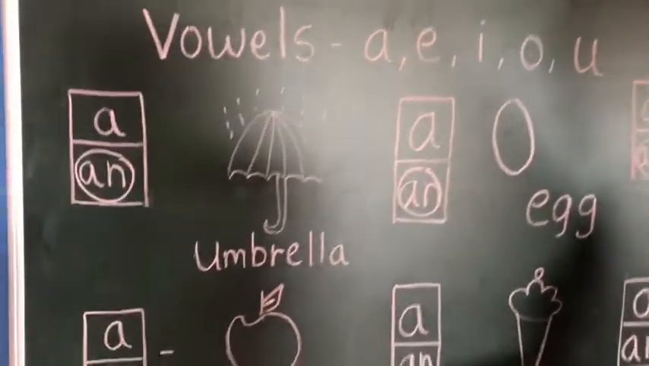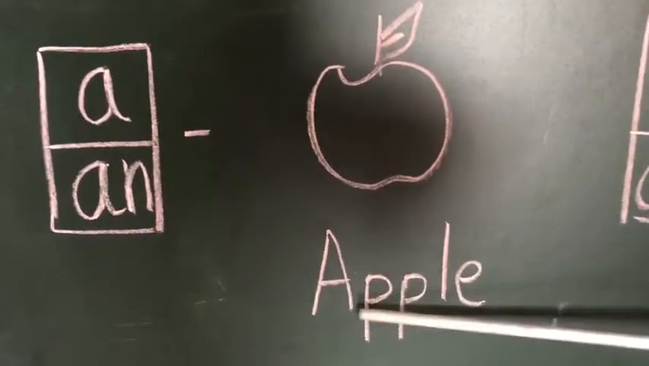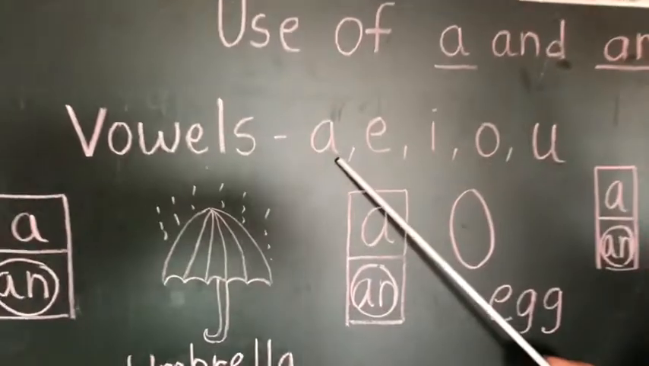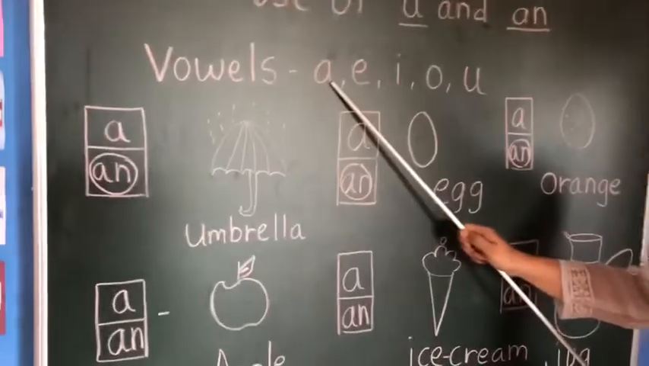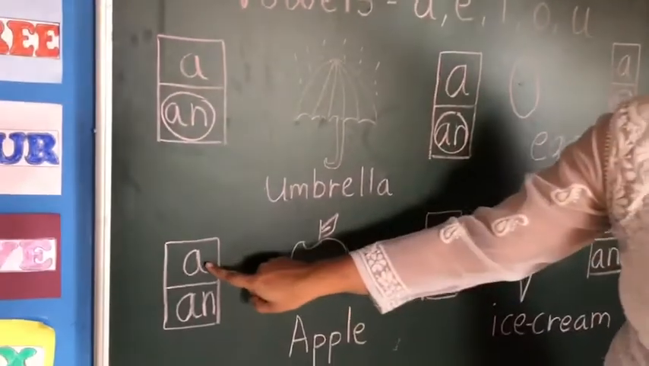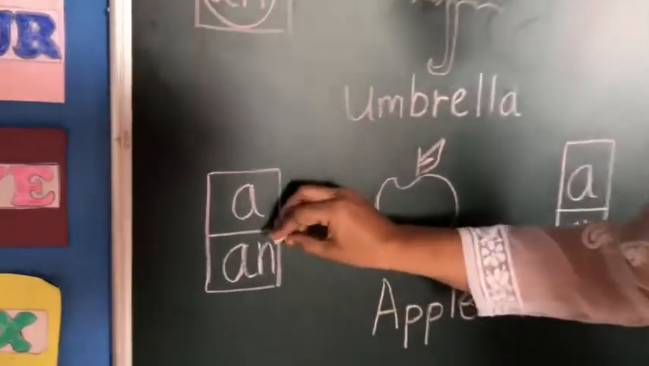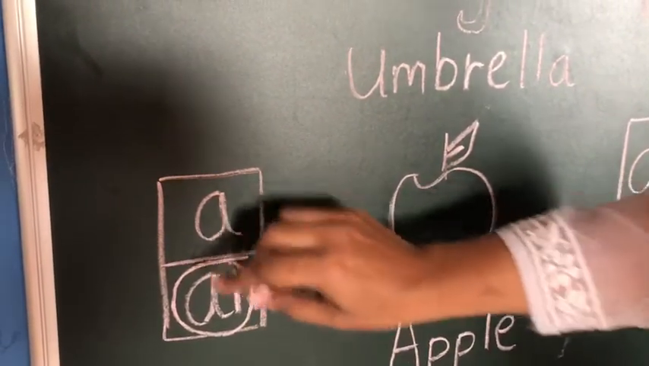Now what is this? This is our apple. It starts with the letter A. A is what? Our vowel. So for that, what do we have to use, a or an? Here we have to use an. Always we say an apple, not a apple. It is wrong. Okay.